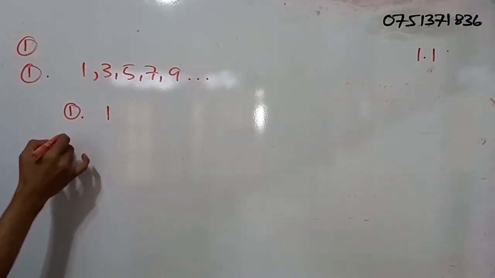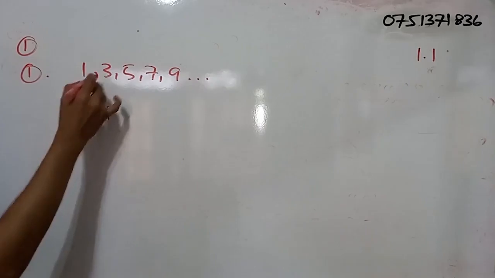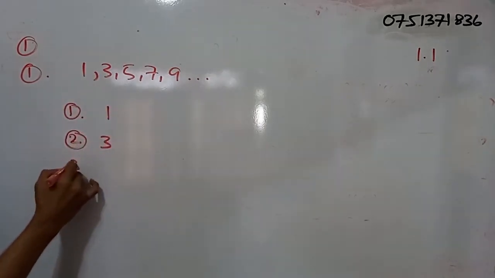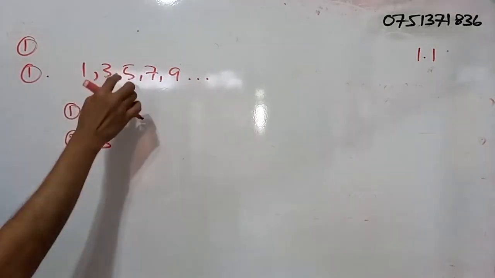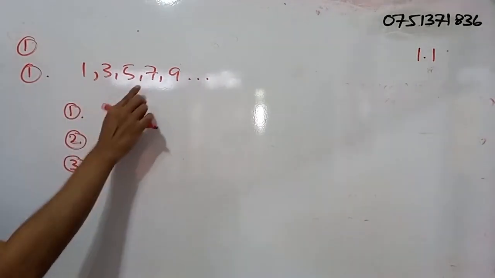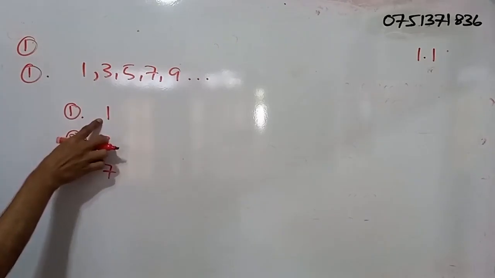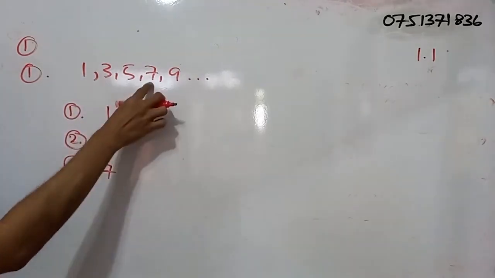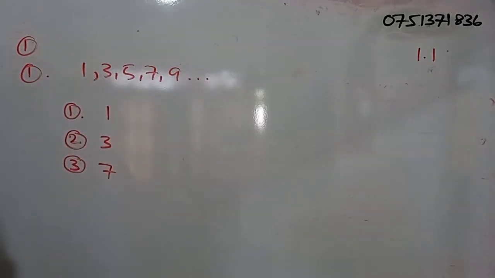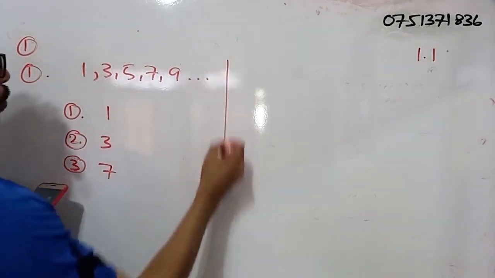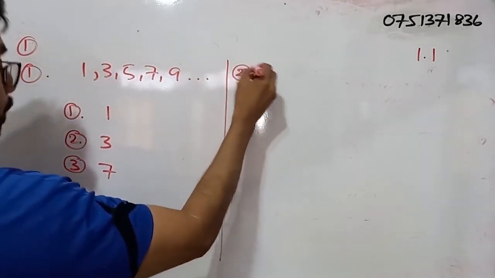1. Then the second term is 3. Then the third term, the fourth term is 7. First term, second term, this is the fourth term. Okay. Now we will move to the second part of that question.